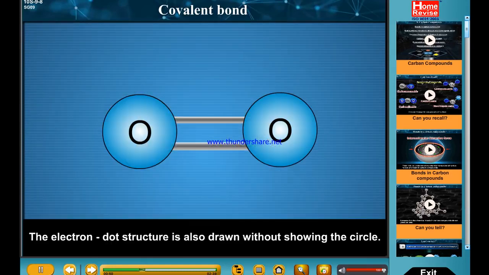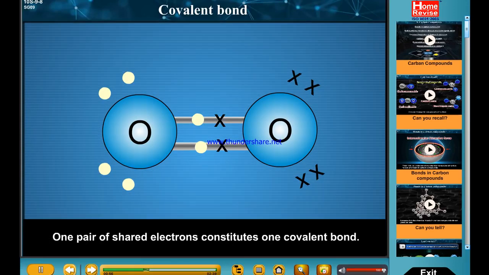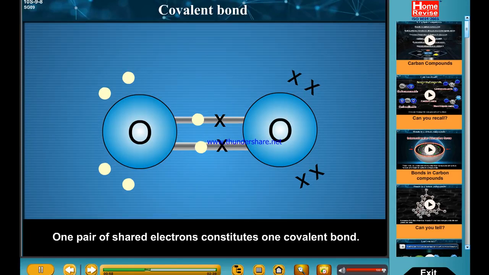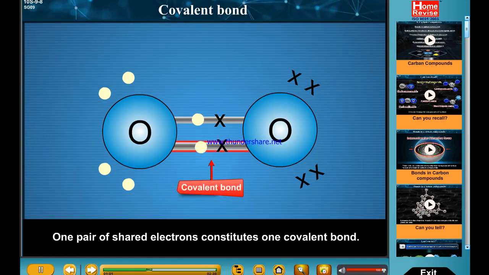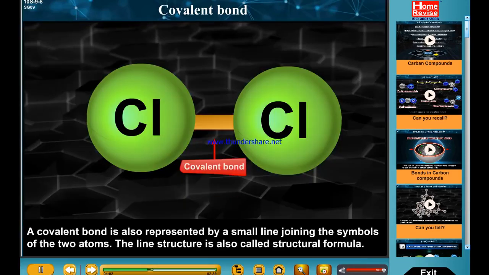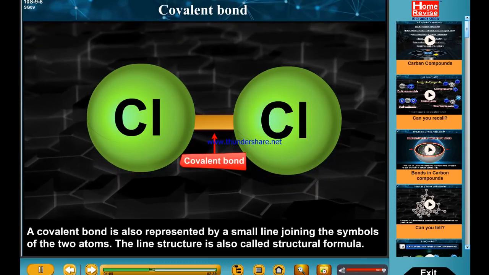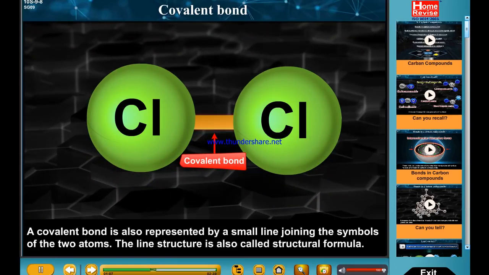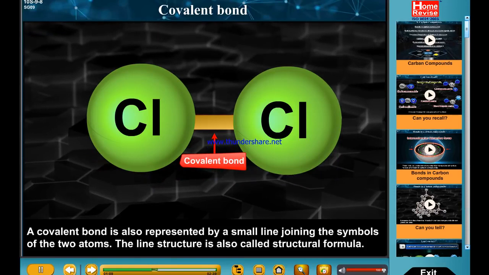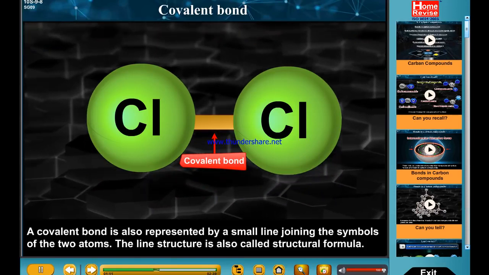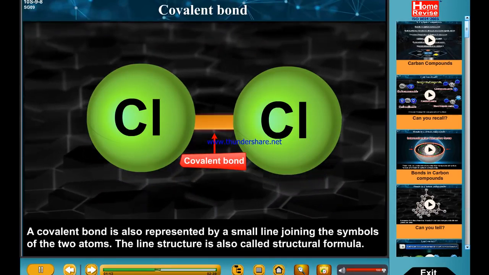The electron dot structure is also drawn without showing the circle. One pair of shared electrons constitutes one covalent bond. A covalent bond is also represented by a small line joining the symbols of the two atoms. The line structure is also called structural formula.